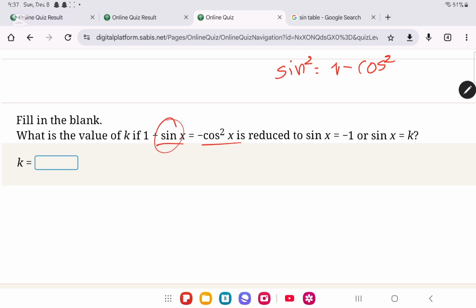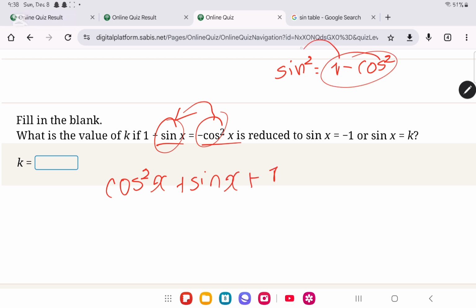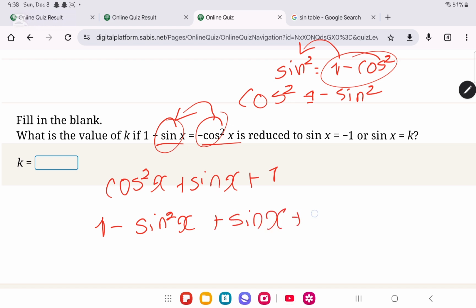No, we cannot find a relation in sine and cosine. But we can find a relation with the sine squared and the cosine squared. So very simply, let us first move the cosine squared to the other side. It's going to be cosine squared x plus sine x plus 1. Then switch the cosine squared with the sine squared. So another way of writing it is that cosine squared is equal to 1 minus sine squared. So we can change the cosine squared x into 1 minus sine squared x plus sine x plus 1.